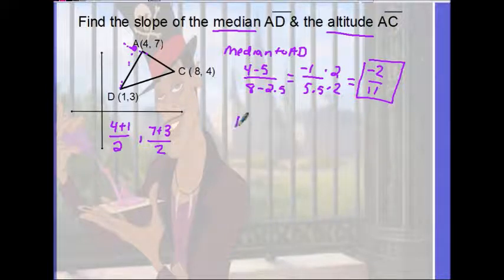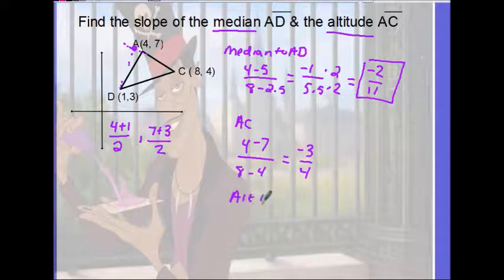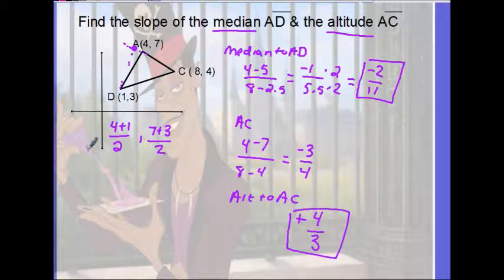So let's look at the slope for AC. y2 minus y1 over x2 minus x1. It's going to end up giving us a negative 3/4 slope. That's the slope for AC. Now, if AC's slope is negative 3/4, and we want to form a right angle with AC, the slope of the altitude to AC is going to have the opposite sign, so instead of negative, it's going to be positive, and it's going to be the reciprocal, 4/3.